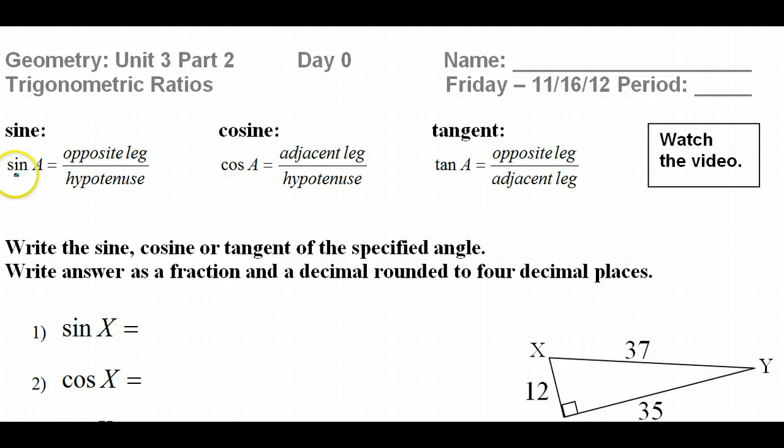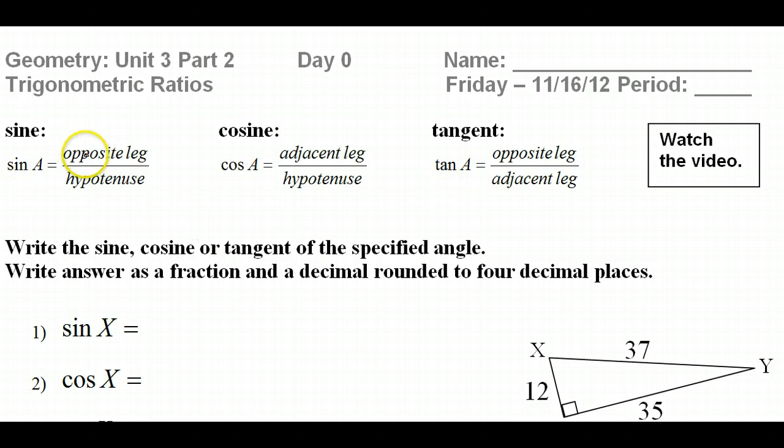These are abbreviations. Where it says sin, don't say sin. It still is sine. It's just short for sine. So don't say, oh, sin A, sin B. That's a rookie mistake. Okay? It's not sin. It's still sine. COS is still cosine. TAN is still tangent. Say the word, even though it says the letters.